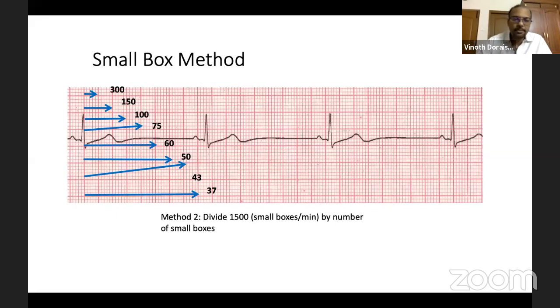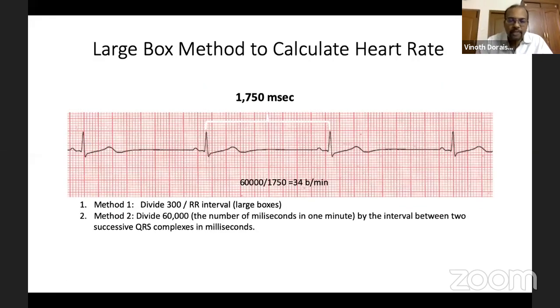Initially it might seem difficult, but when you go on practicing every day, you will come to know that if you see an RR interval which is only 5 small squares, it will be 300 beats per minute. 10 small squares, 150. Then 15 small squares, 100. 20 small squares, 75. It will automatically come to you, so you don't have to calculate 1500 divided by the number of small squares each time. And then you have the large box method.